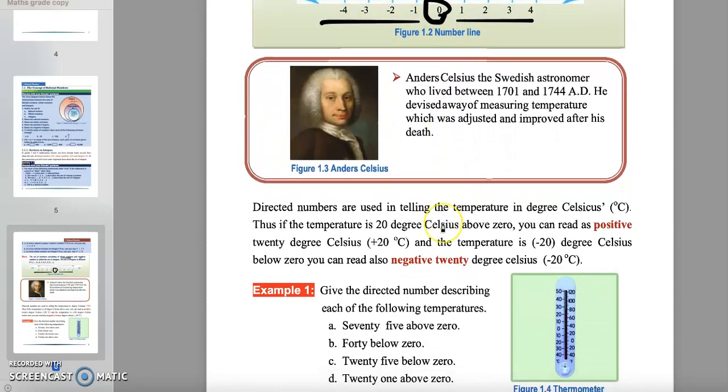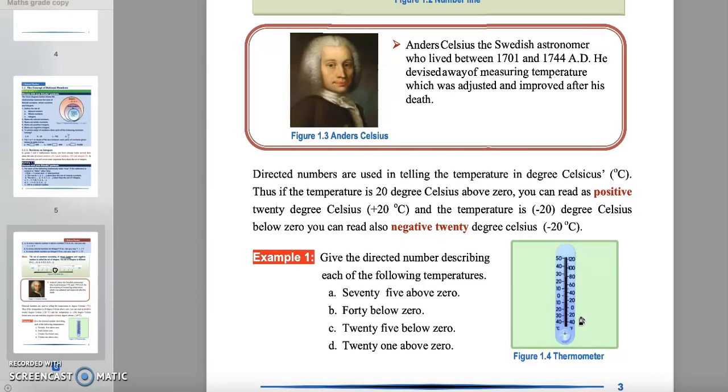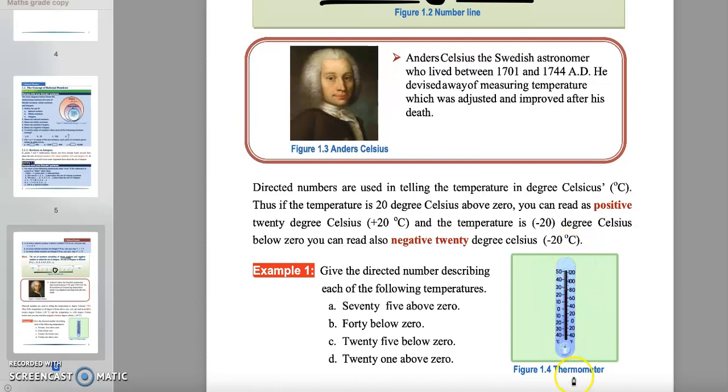As we can see here, when the integers were first discovered, Anders Celsius, as we know, is a Swedish astronomer. He identified the integer system when he was trying to scale numbers on the thermometer. As we can see in this thermometer, there is the 0 here. This 0 has numbers below and above it. So the numbers can't be the same. This number 10 and this number 10 do not have the same value.